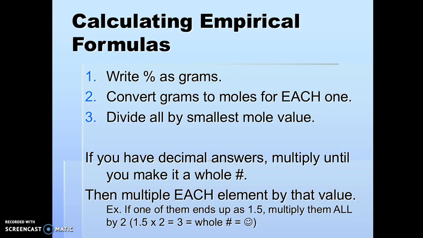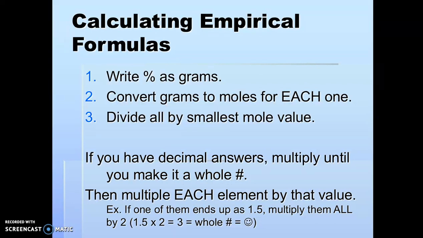As mentioned, because we're assuming 100 grams, you write whatever percentage they gave you as grams. So if it said it was 45% carbon, you would start out by saying 45 grams of carbon. Convert the grams to moles for each one. You're doing a bunch of little one-step conversions for each element that you have. And you divide all of them by your smallest mole value. So whatever you get when you do those conversions, the smallest one, you're going to divide all of them by that number, so that this way, that one at least cancels out to 1.